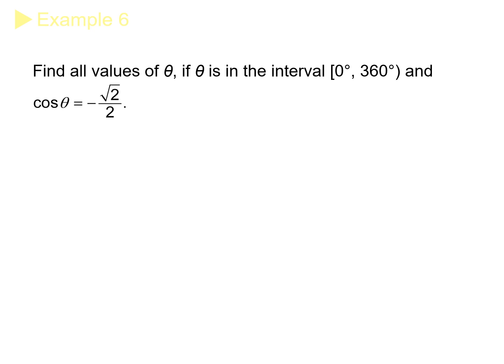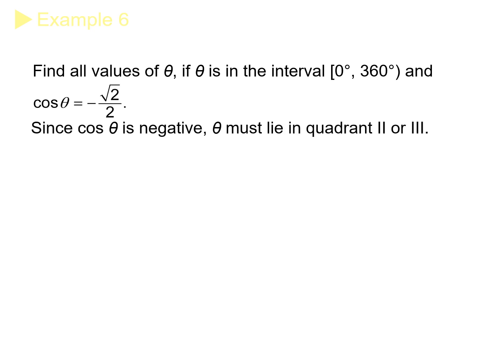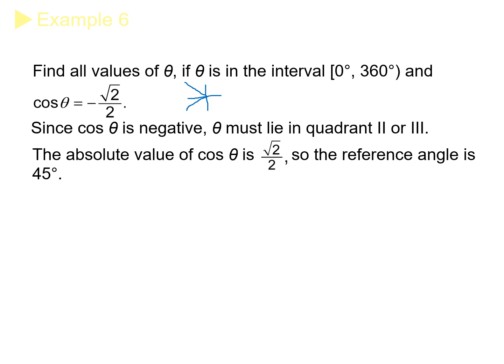Now find all the values of theta if theta is in the interval between 0 and 360, and we know that the cosine is minus root 2 over 2. Now, since cosine's negative, we know it's got to be in quadrant 2 or quadrant 3. So it's got to be here or here. Now, the absolute value of the cosine is root 2 over 2. And that tells me my reference angle is 45.